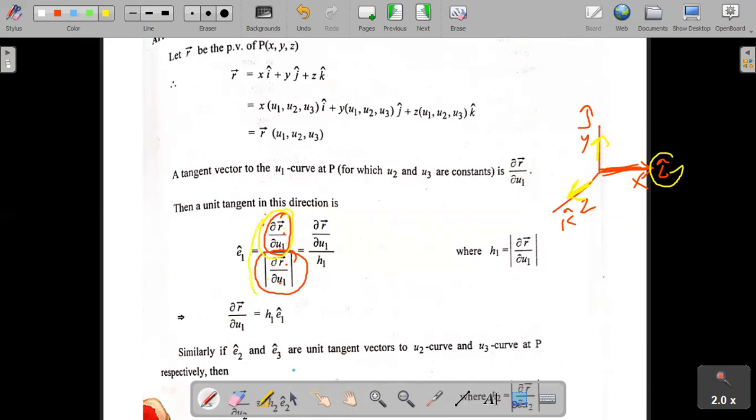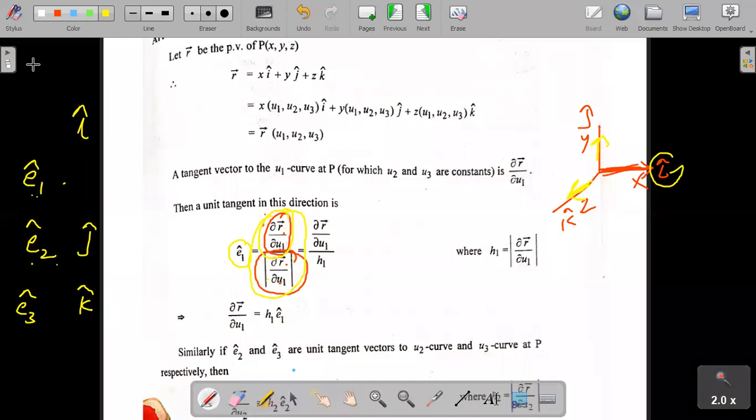तो ये जो फाइनल यूनिट वेक्टर आया इसको हम नाम दे देते हैं कर्वीलिनियर कोऑर्डिनेट्स में e1 कैप. इज इट फाइन? सो e1 कैप का वही रोल है जो i कैप का रोल था. सिमिलरली e2 कैप का वही रोल है जो j कैप का रोल था. e3 कैप का वही रोल है जो k कैप का रोल था. So this is e1 cap is a unit vector along u1 curve. e2 cap is a unit vector along u2 curve.